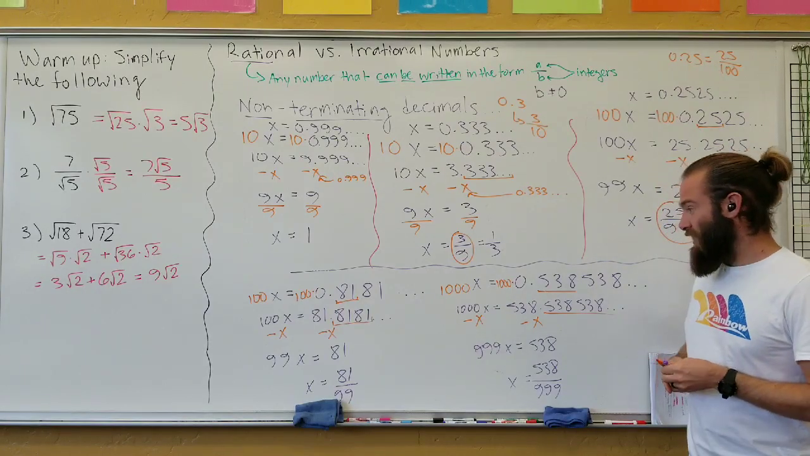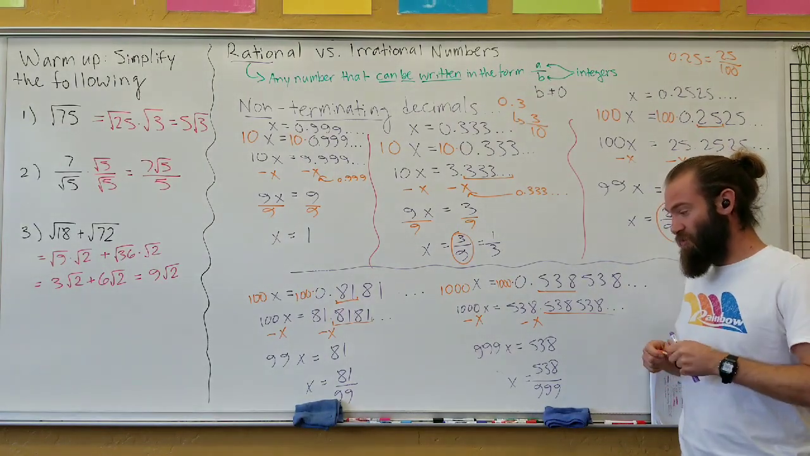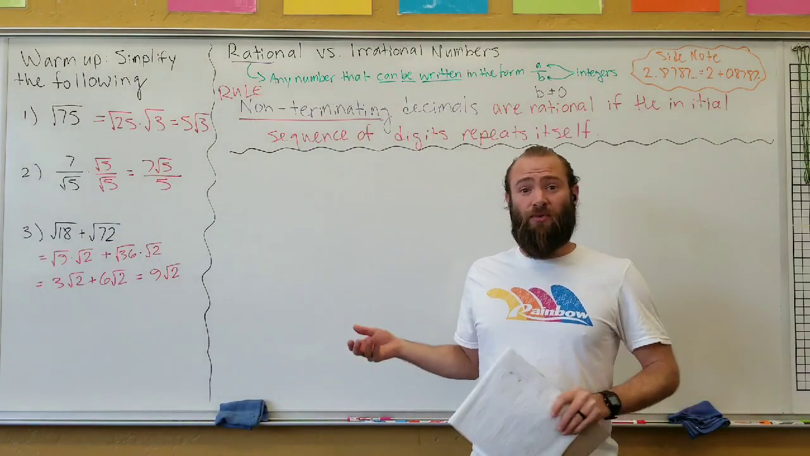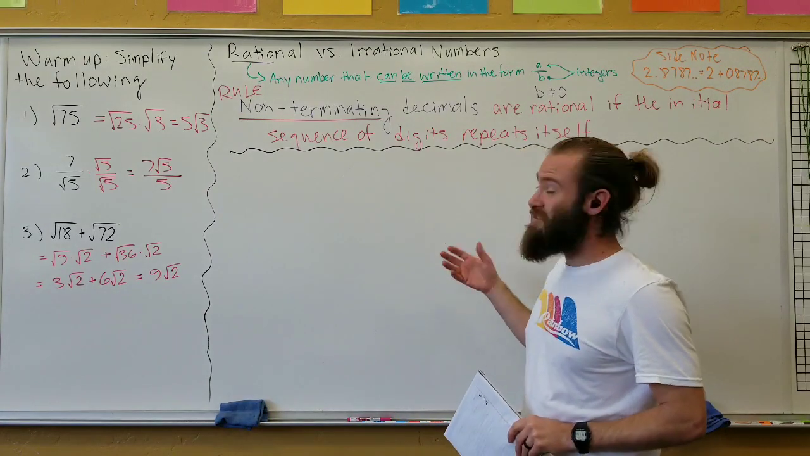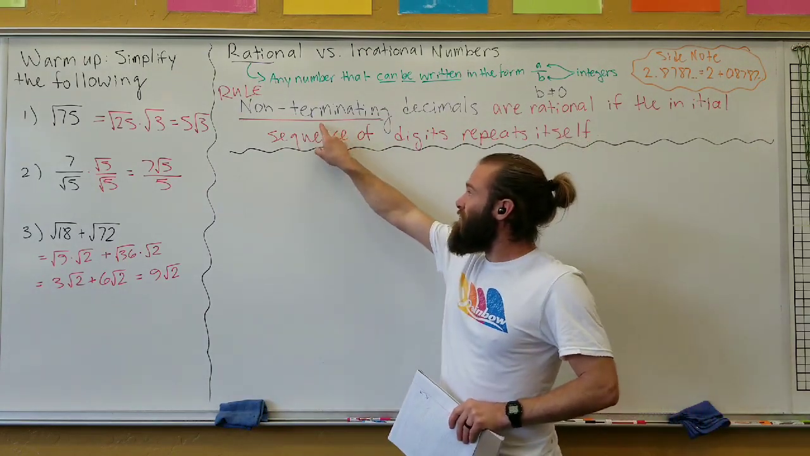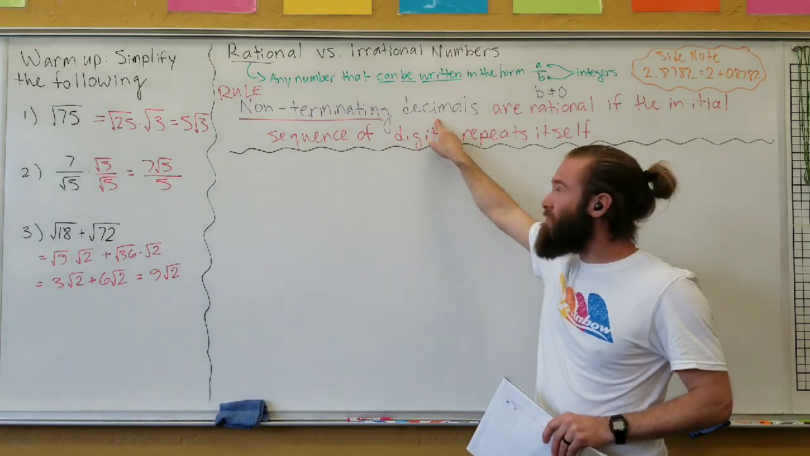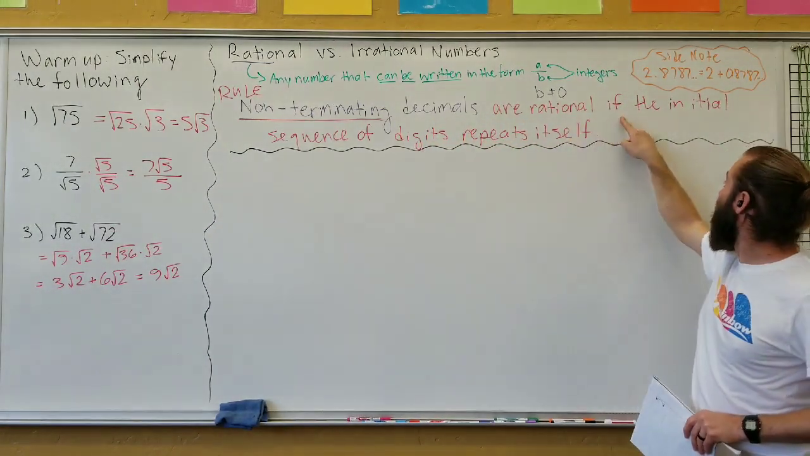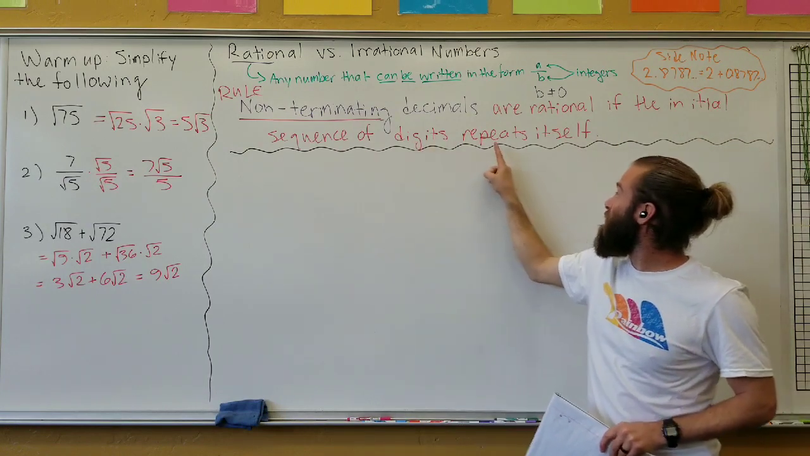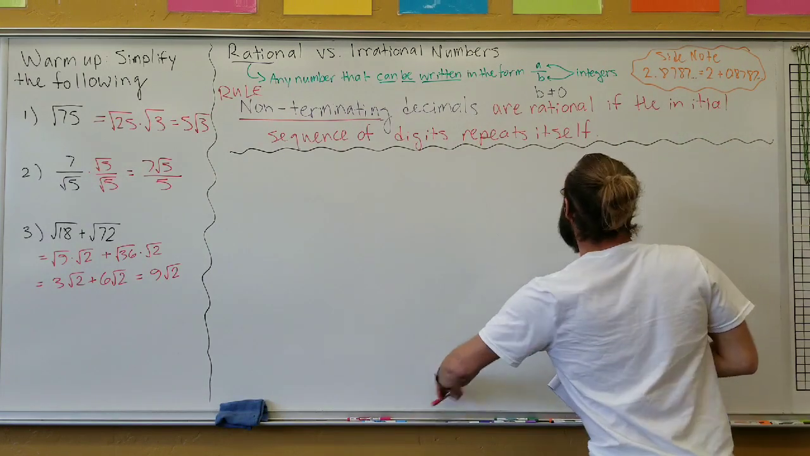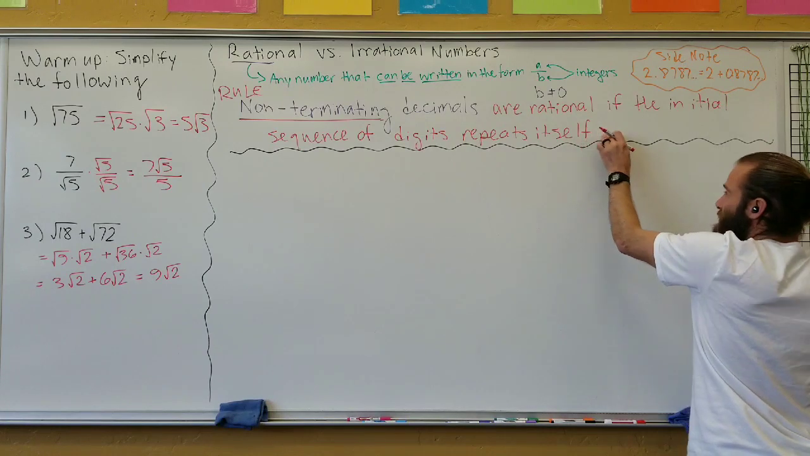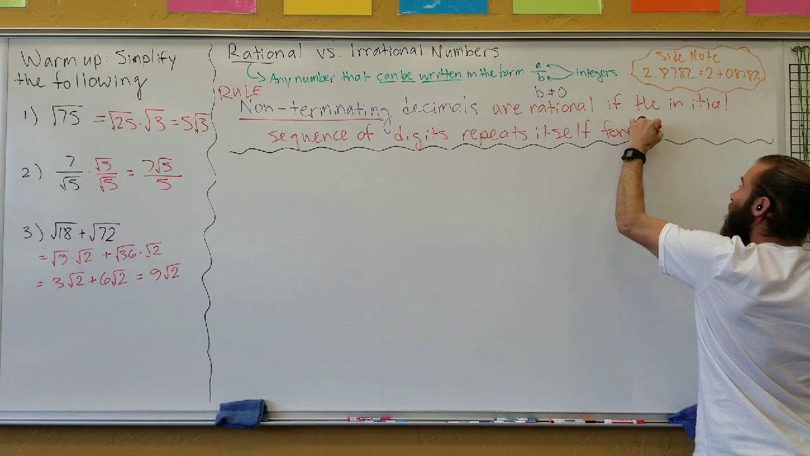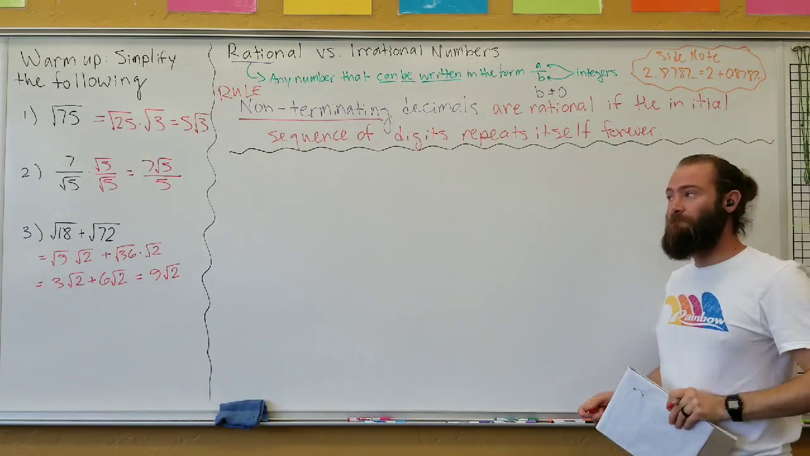Okay, let's go ahead and finish off by writing a rule and then jumping into a few other kinds of numbers. Okay, so now we're ready for our second rule for today. What if we have a non-terminating decimal? Well, a non-terminating decimal will be rational if the initial sequence of digits repeats itself forever, I should say.